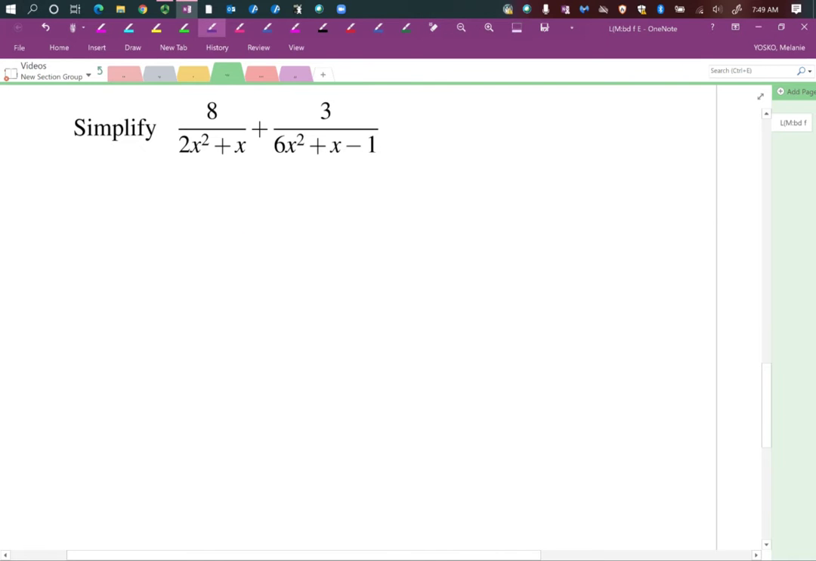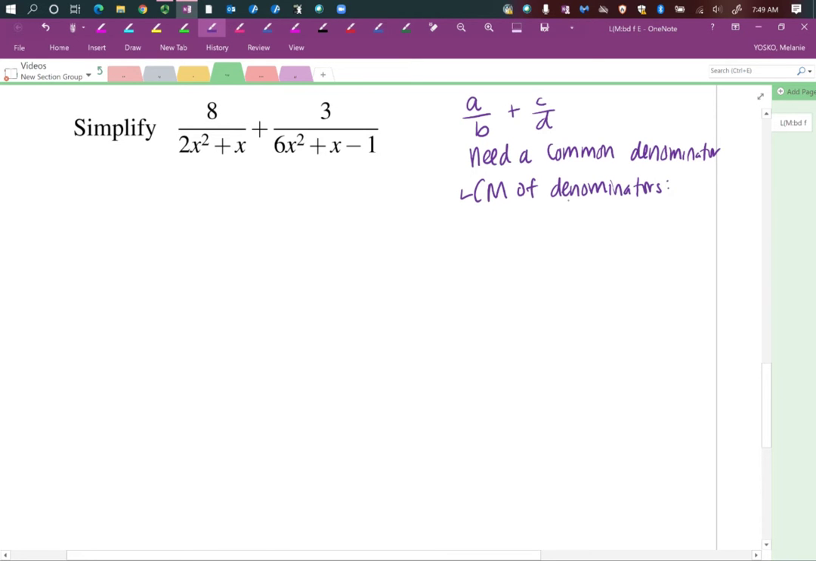Okay, so if we were trying to add fractions, because that's what these are, a over b plus c over d, we cannot combine them unless the denominators are the same, right? We need a common denominator. So what you would do for this easier example is find the least common multiple of those denominators, and that would be your common denominator. So in this case, it would be b times d.